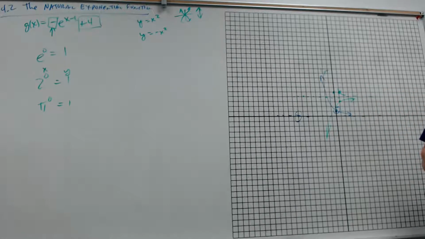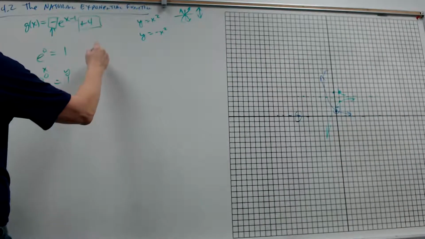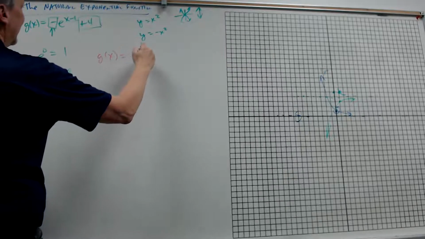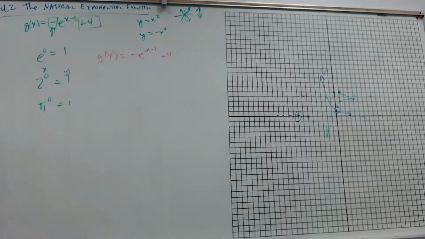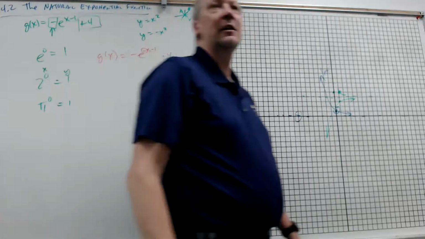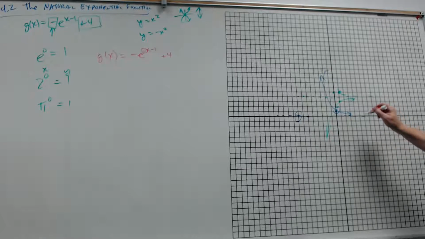I thought that base to the x meant it would go low to high. Now, if we wanted to, g of x equals negative e to the negative x minus 1 plus 4. Everything's the same. What does this do? What's it? Flips it which way? Yeah, side to side. It would flip it this way, right?